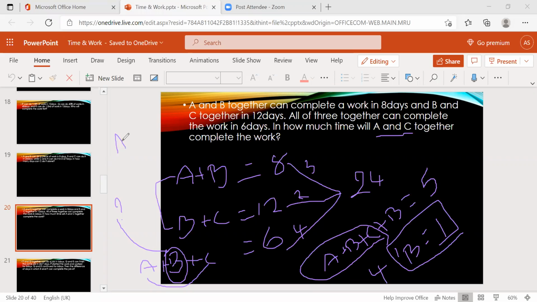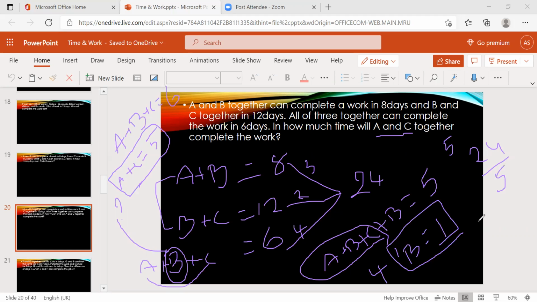A plus B plus C equal to 4, right? And here we know the B value, 1, right? Then A plus C equals 4 minus 1. It is nothing but 3. Now we got the efficiency of A plus C. We know it, right? But they are asking how long they can complete the work. So total is 24. 24 by the efficiency.